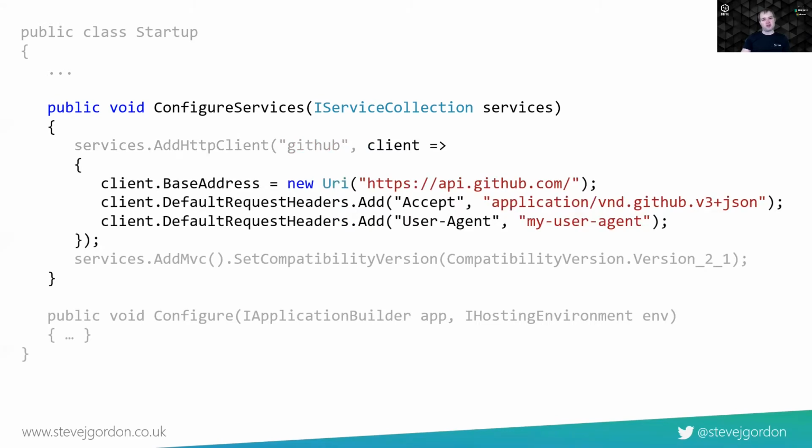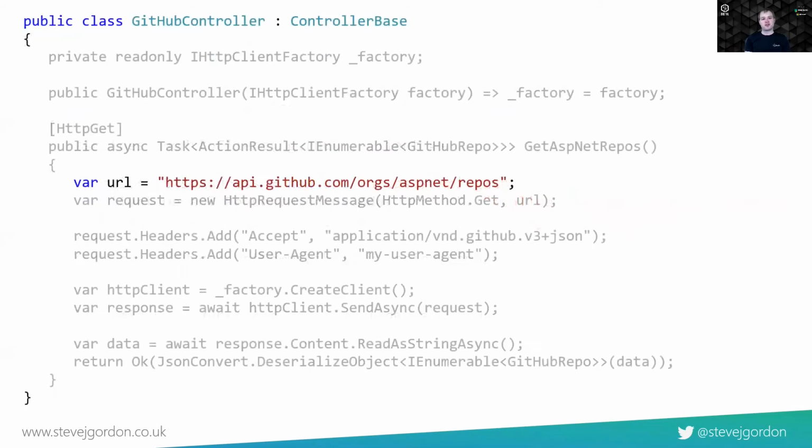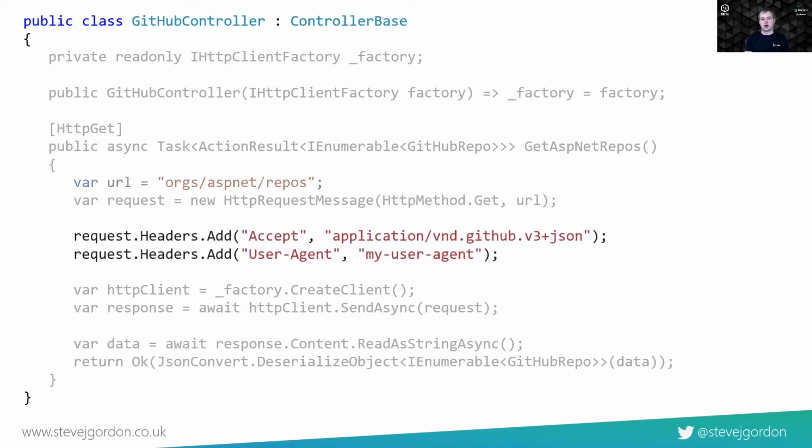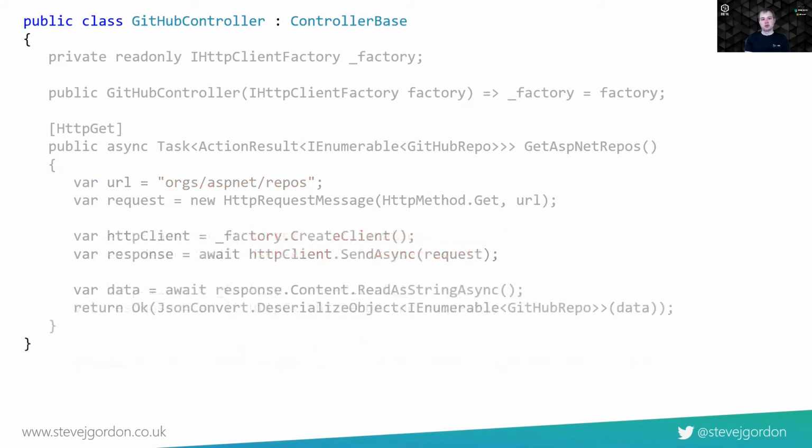What this means is we have a single place to register all of these settings. So now in my controller, I don't need the full URL because I've set a base address. I just need the path. I don't need to set the request headers at all. And the only change here is that we then need to ask for the client by its name. So here we're saying we want the GitHub configured client.